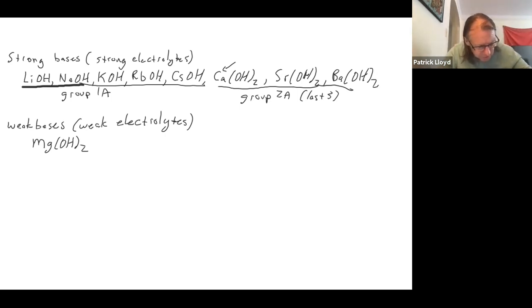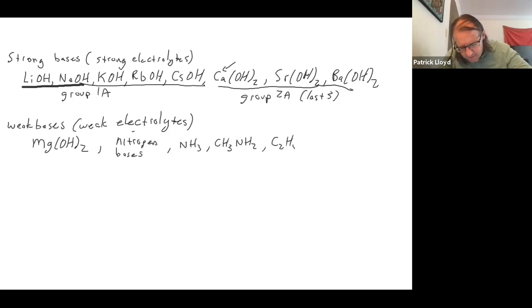But the bigger group are the nitrogen bases. So these are ammonia, methylamine, ethylamine, and then I talked about yesterday aniline, which is C6H5NH2. Anytime you see C6H5, that tells you it's a ring. So that was what we were talking about yesterday. These are all weak bases, weak electrolytes.